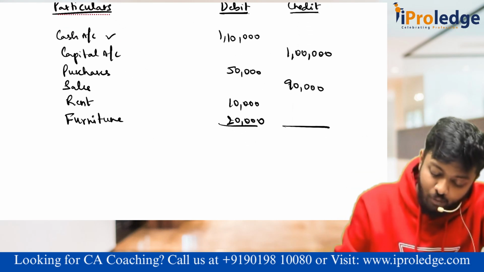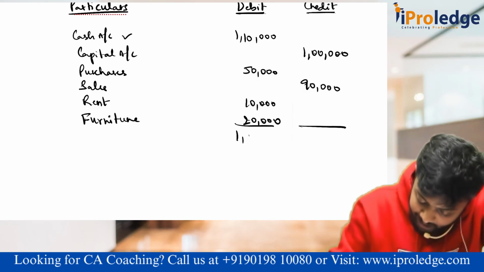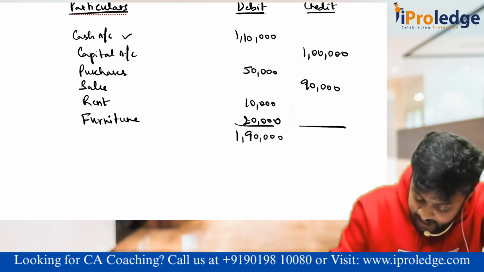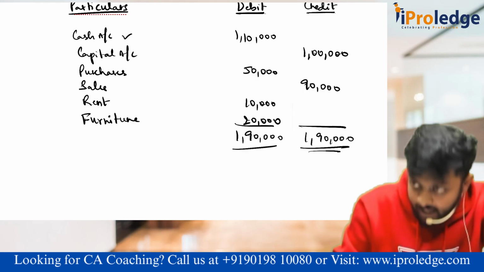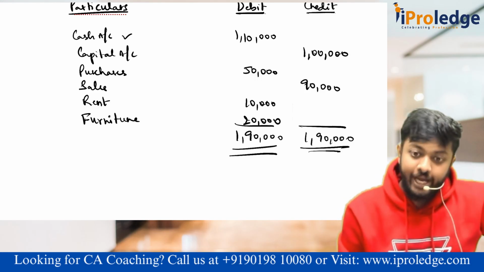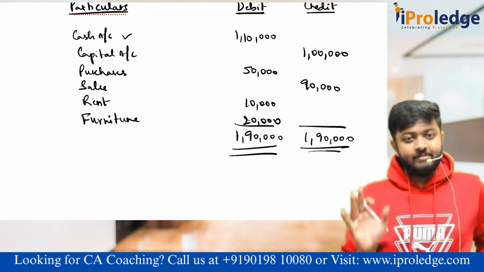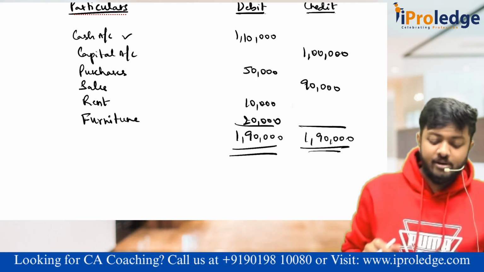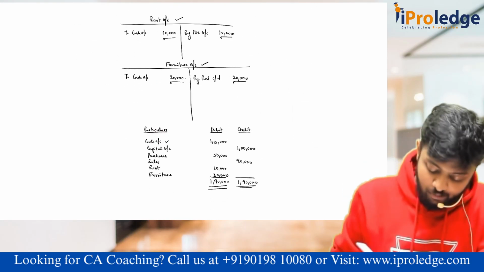So now let's add: 110, 50, 60, 170, 190. Debit side is 1 lakh 90,000. Credit side is 1 lakh 90,000. Now you see, your debit side and credit side are matching. That means whatever accounts we have done till now are mostly correct. Trial balance done. Both are matching.